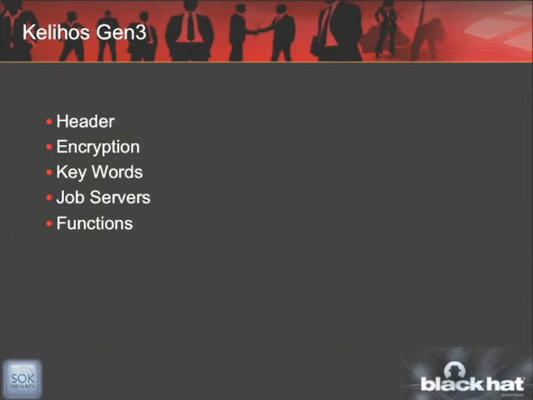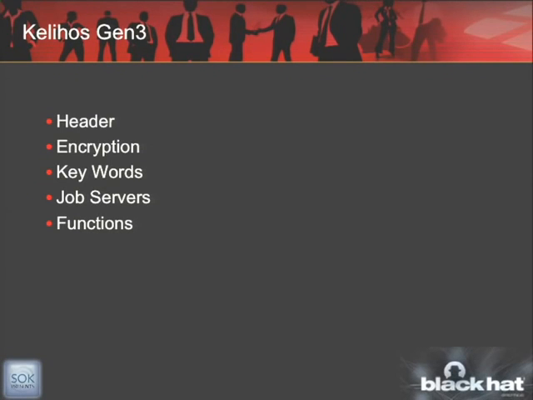So next, let's get a summary. The headers: there are no fixed values in the header anymore. The encryption uses 4 steps: compressed, encrypted with Blowfish, 3DES, Blowfish, and then keyword hashes. In the second generation, they hard-coded the keywords and then calculated the hashes. In the third generation, they just hard-coded the hashes. There are no more keywords there, no clear text keywords.